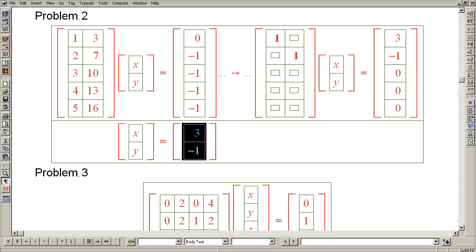Let's make sure that it's correct. Subtracting column 2 from 3 of column 1 results in 0, 6 minus 7 is -1, 9 minus 10 is -1, 12 minus 13 is -1, and finally 15 minus 16 equals -1. The solution is unique because the null space is the trivial null space, and we're now done with problem 2.